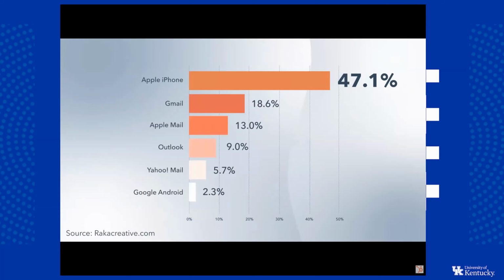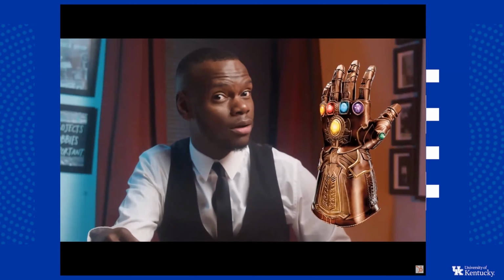of an opt-in button. With control of 47% of total email clients in 2021, it's pretty safe to assume that Apple's Mail Privacy Protection opt-in feature could lead to an impact of nearly 50% of email marketing's audience. This is like the Thanos snap of digital marketing.